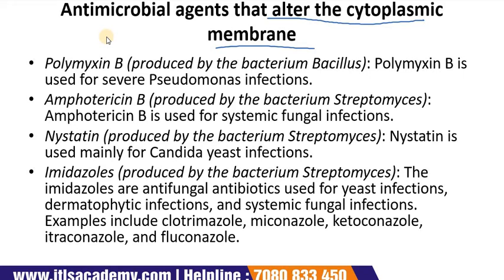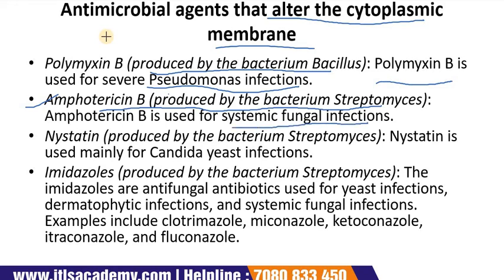So the following is a list of common antimicrobial chemotherapeutic agents, listed by their generic and brand names and arranged by their mode of action. First one is polymyxin B, produced by the bacterium Bacillus. Polymyxin B is used for severe Pseudomonas infection. Next is amphotericin B, produced by the bacterium Streptomyces, and it is used for systemic fungal infection.